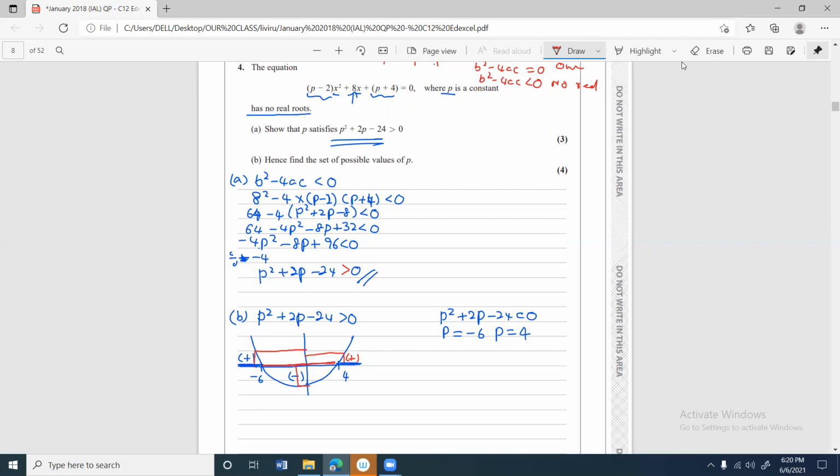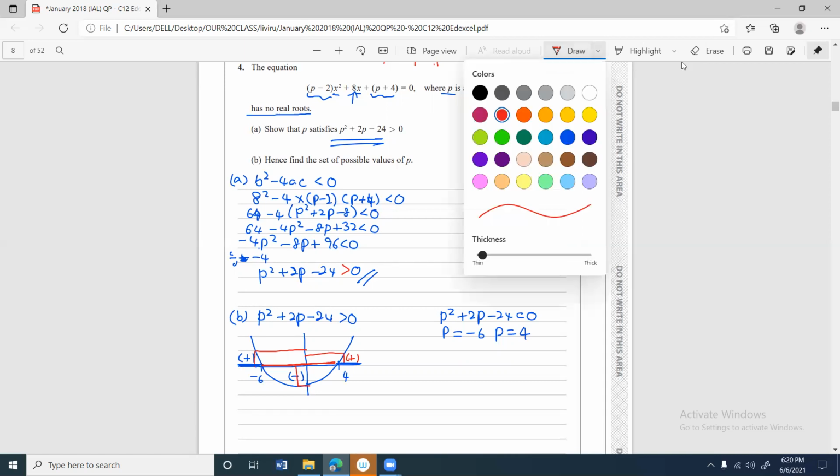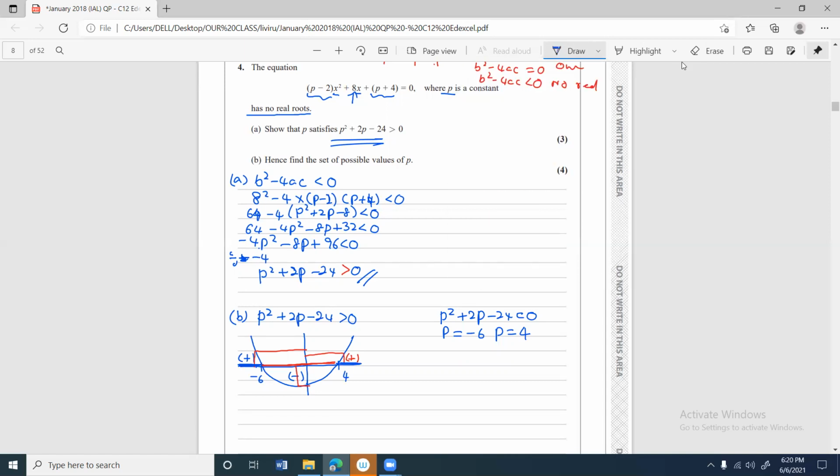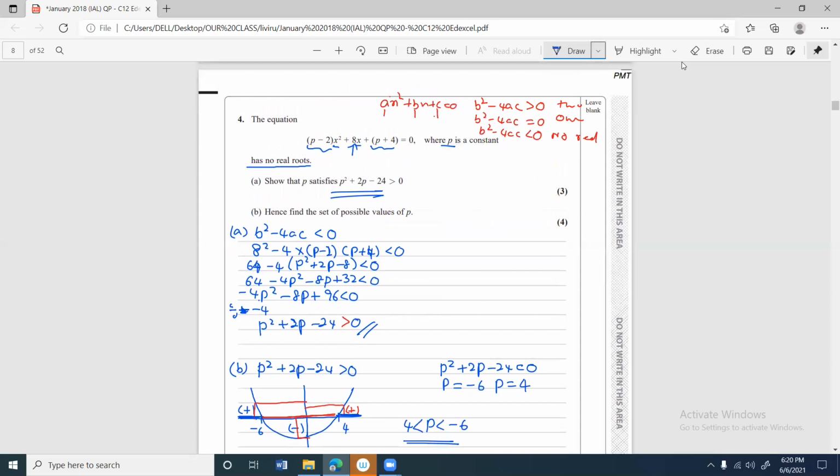How do you read it? P squared plus 2P minus 24 is greater than 0. They are referring to the positive range. That means they are referring to these ranges. Then you can say P is less than minus 6 and P is greater than plus 4. This is the final answer for this question. That's the way of understanding and answering this kind of question.